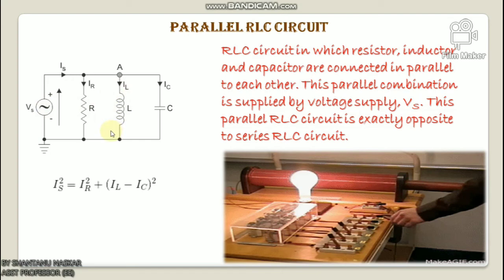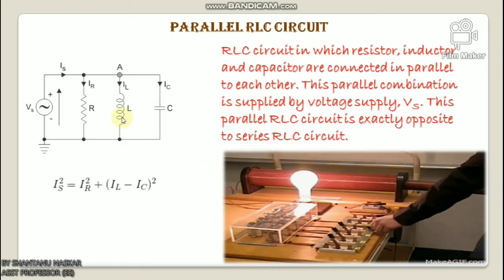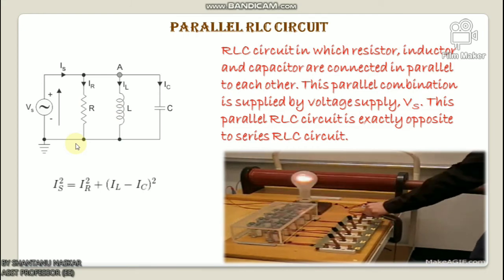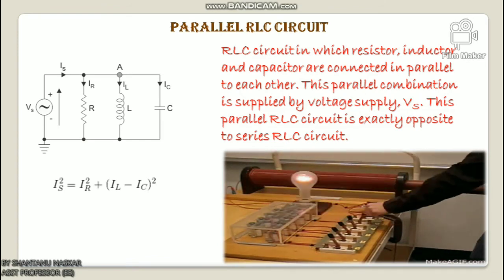In series RLC circuit, the current flowing through all the three components, resistor, inductor and capacitor, remains the same, but in parallel circuit, the voltage across each element remains the same and the current gets divided in each component depending upon the impedance of each component. That is why parallel RLC circuit is said to have a dual relationship with series RLC circuit.